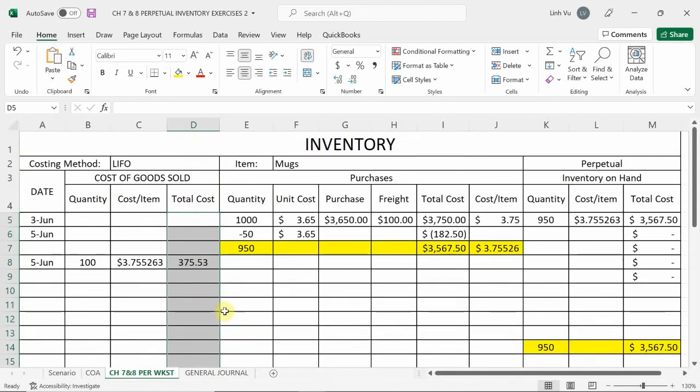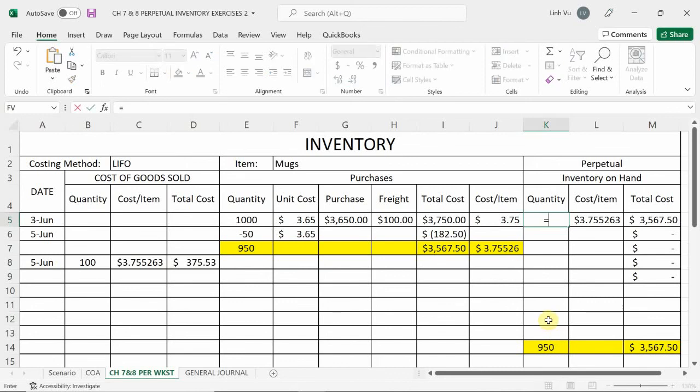So since I sold this amount, I need to get rid of it from my inventory. Okay? So there's other ways around it. You can either simply just subtract it out of my total amount here because I no longer have 950. I sold 100 items. Okay? So I should have $3,191.97. So what I did right here is I automated a formula to just give me that answer.